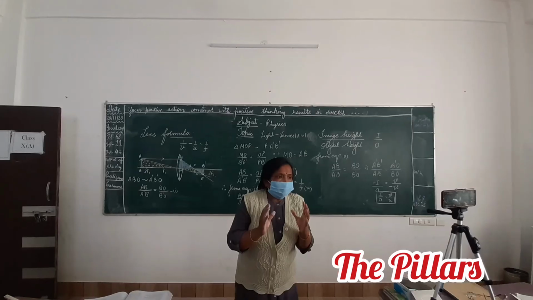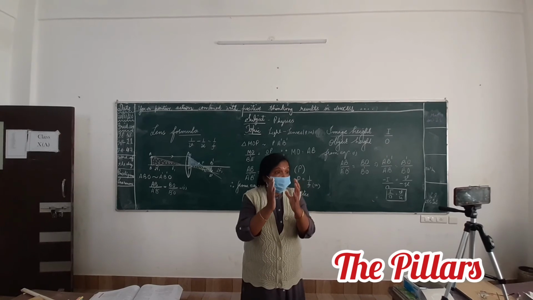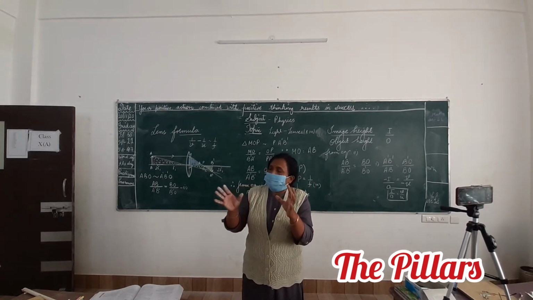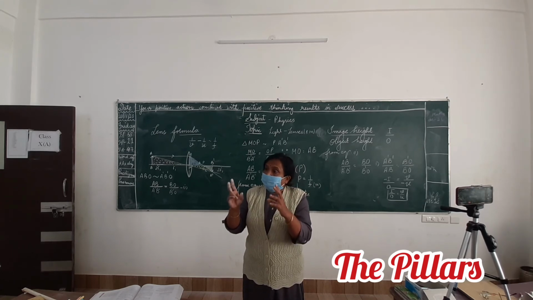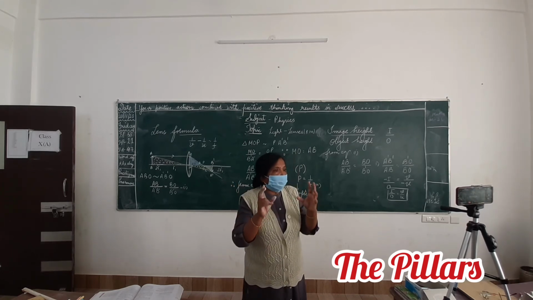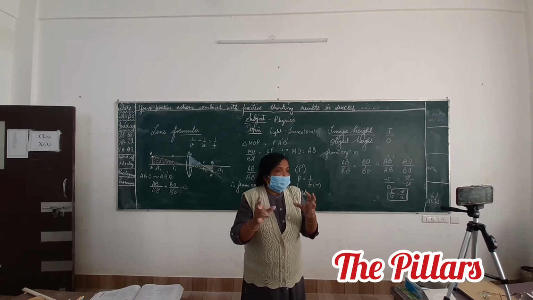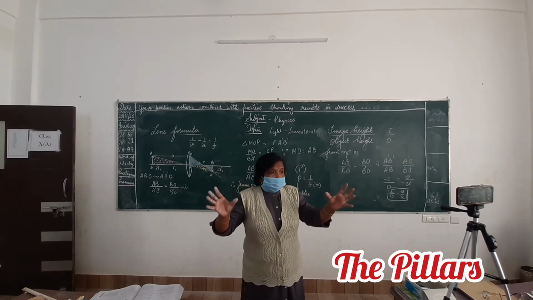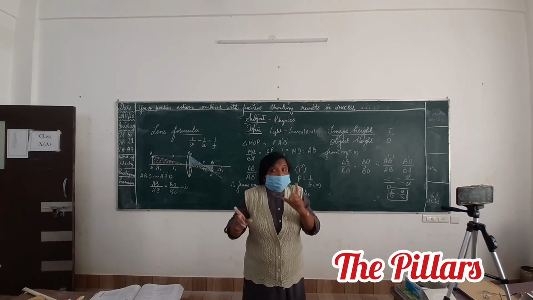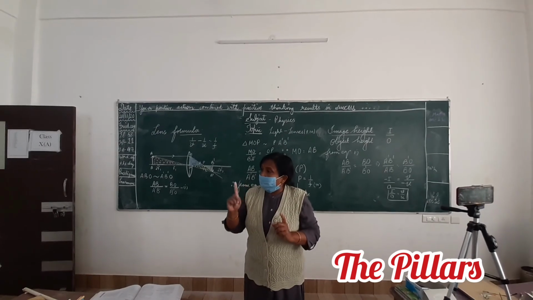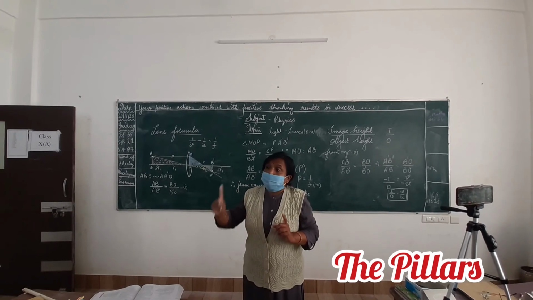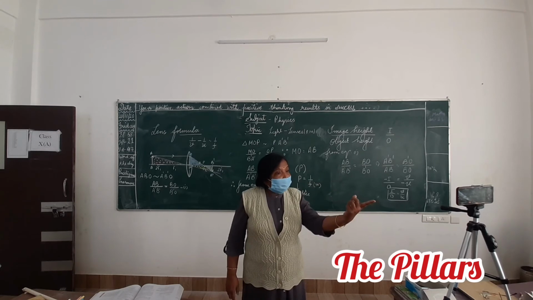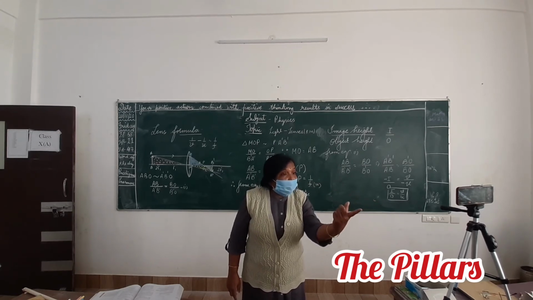That is meter. Then two thin lenses are joined together, right? Suppose you have combined 5 thin lenses of focal length f1, f2, f3, f4, f5. Then what will be the focal length of the combined lens? 1 upon f is equal to 1 upon f1 plus 1 upon f2 plus 1 upon f3 plus 1 upon f4 plus 1 upon f5.